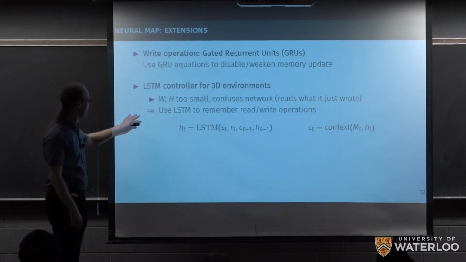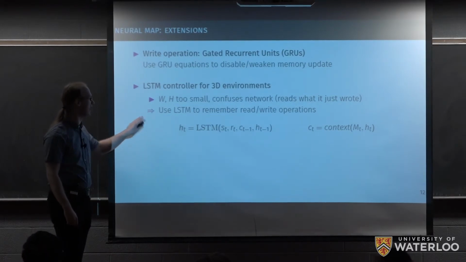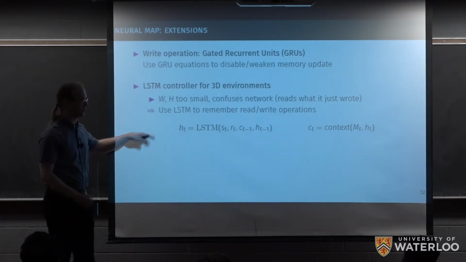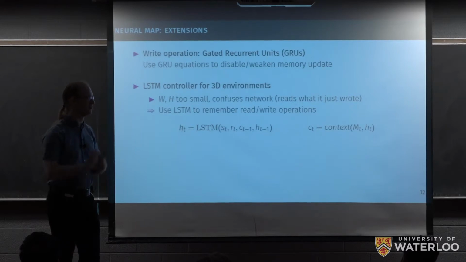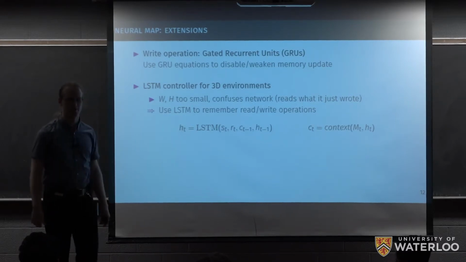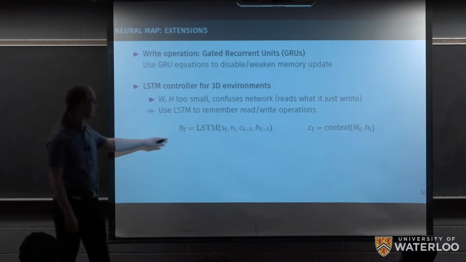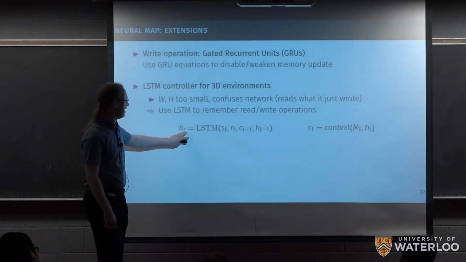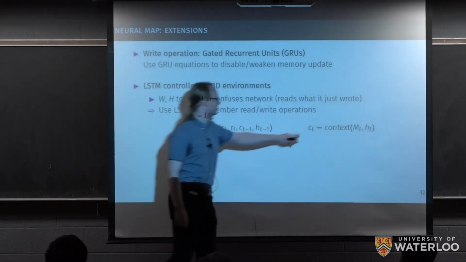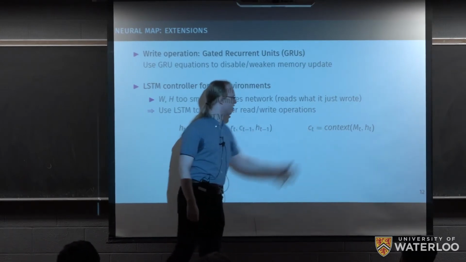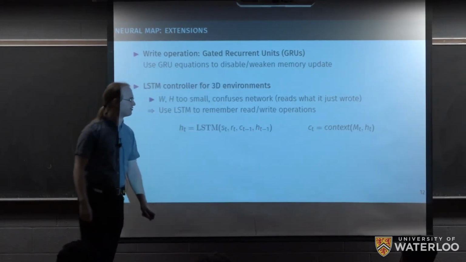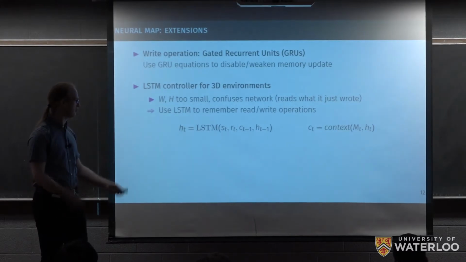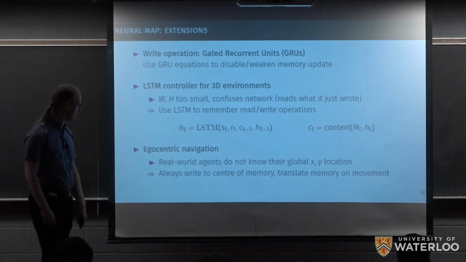The authors mitigate this problem by using an LSTM. So the agent has the chance to learn to remember that it just wrote something to the memory. They implement this by adding this additional vector ht and then computing this context vector ct of the vector that's computed by this LSTM, instead of just plugging the raw vectors in there.